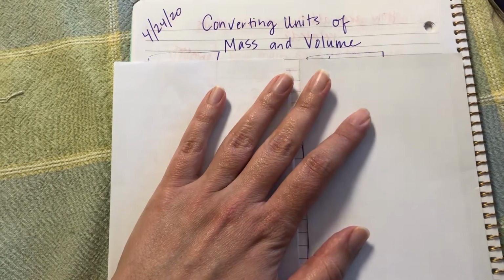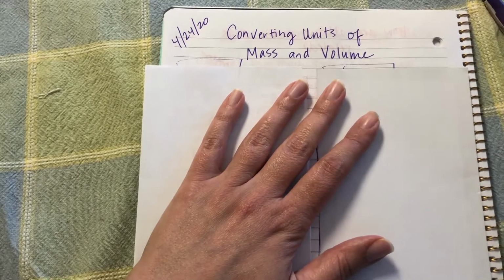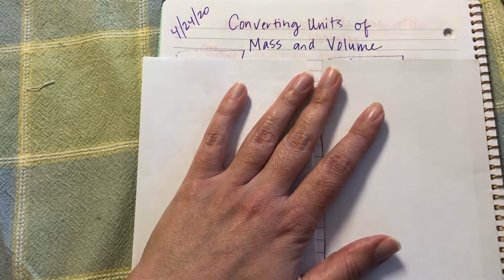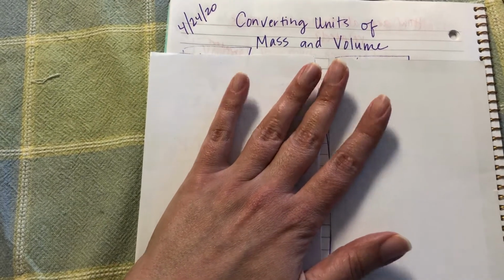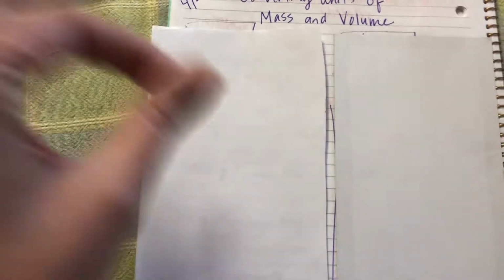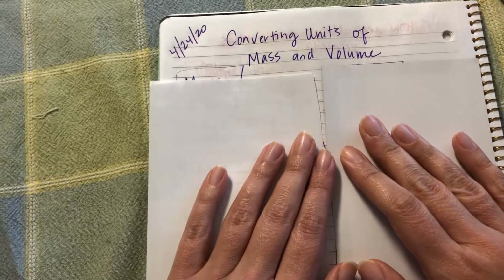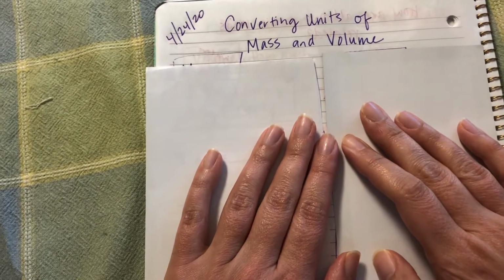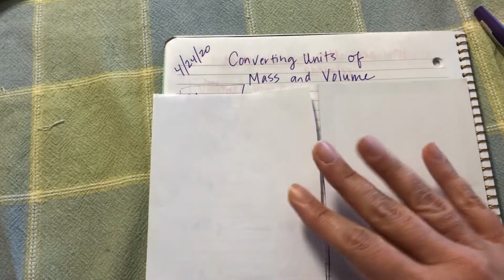So yesterday we talked about mass and volume, and today we're going to talk about converting units of mass and volume. This should be quite easy because it's very similar to what we did when we were converting units of length. Because all of these units are in groupings of 10, so it's going to be 10, 100, 1,000, something like that. It's going to be pretty easy, lots of zeros.